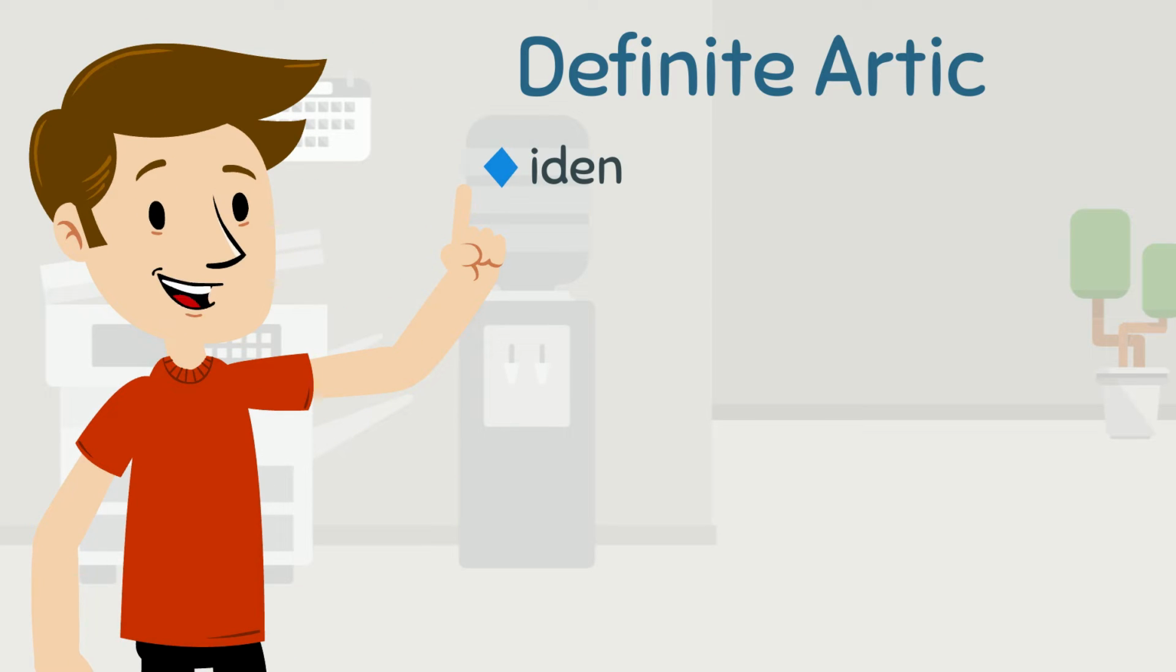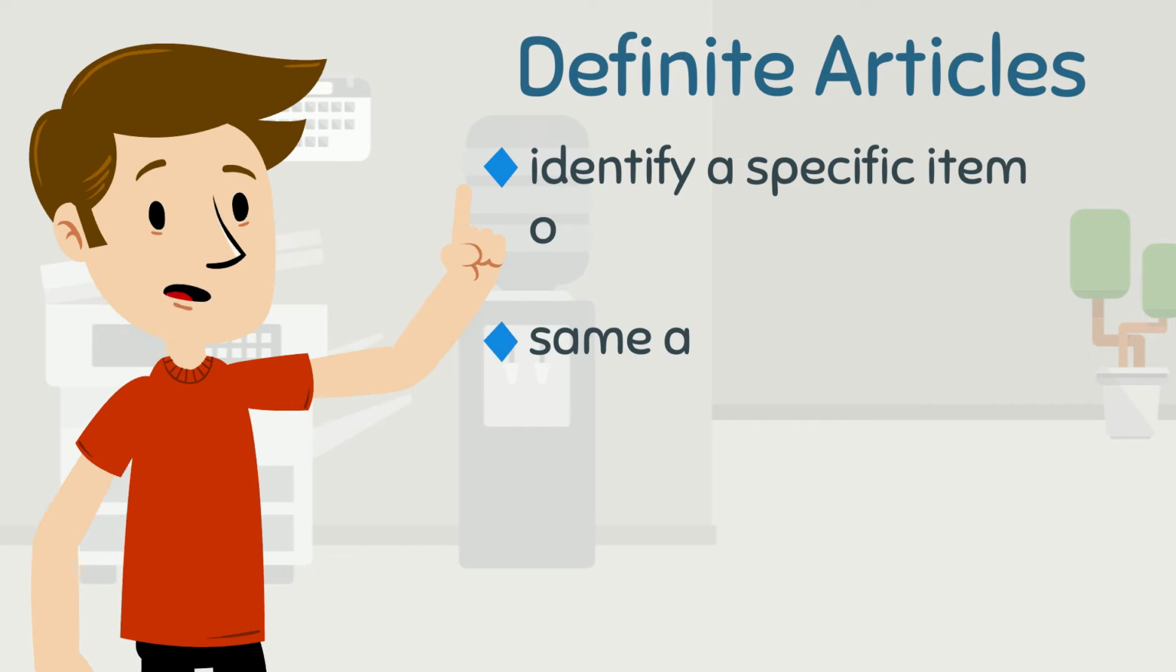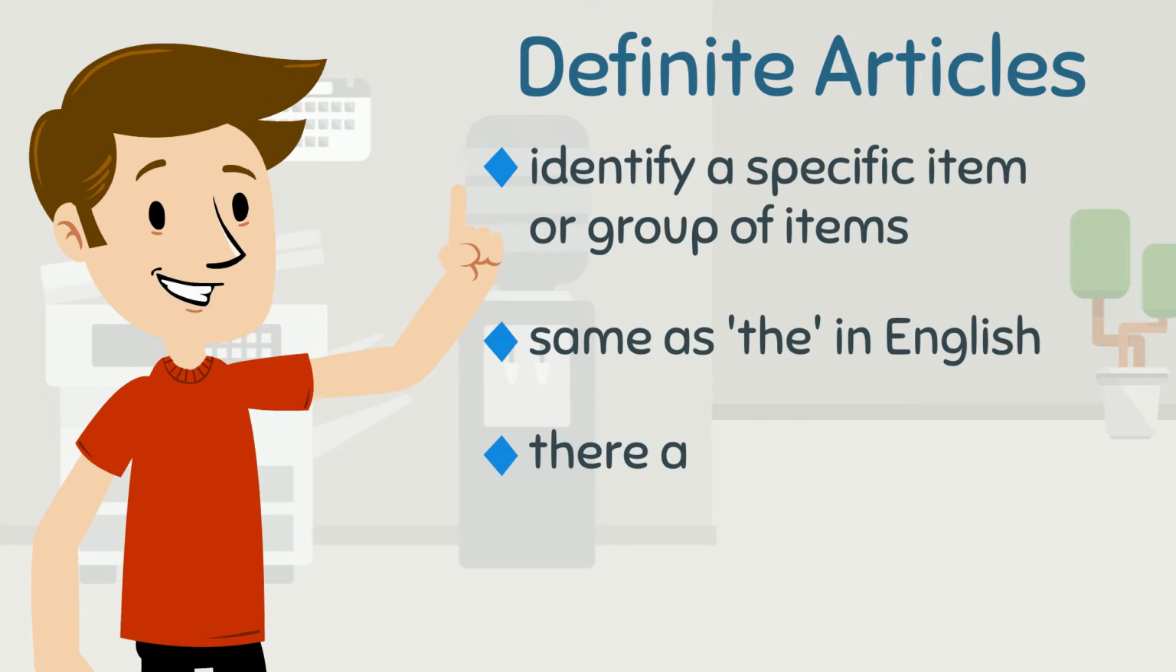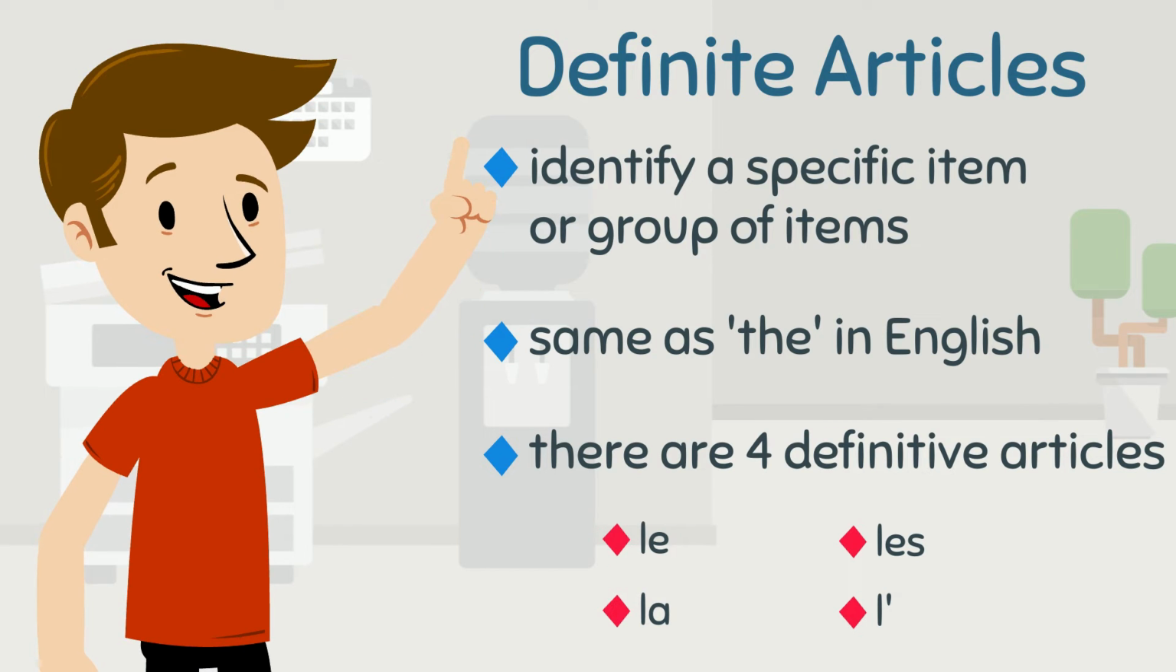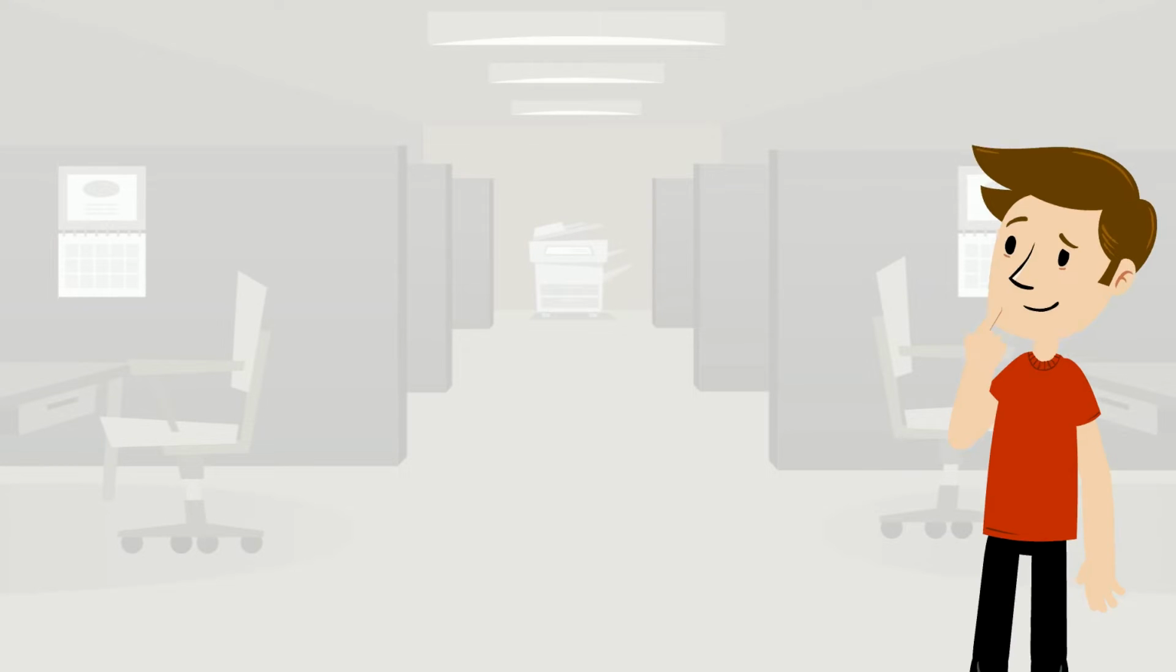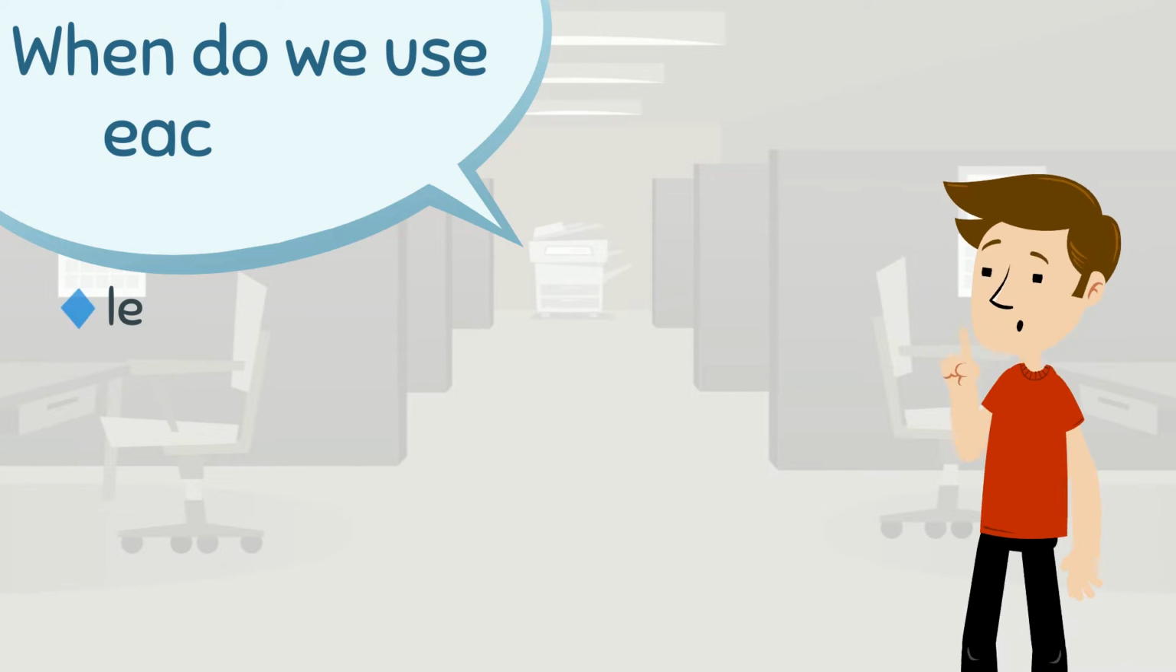First off, definite articles. They identify a specific item or a group of items. It's the same as "the" in the English language. There are four definite articles: le, la, les, and l'. And now we'll see when we use each one of those.